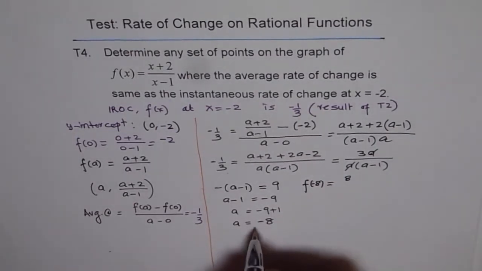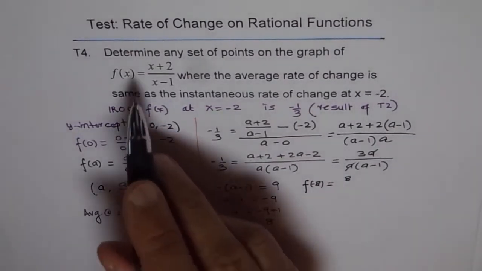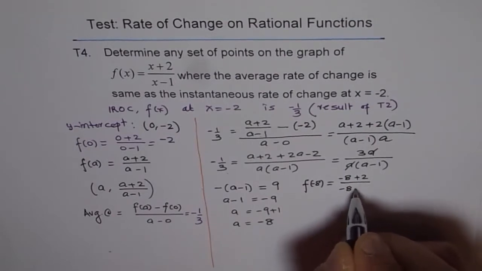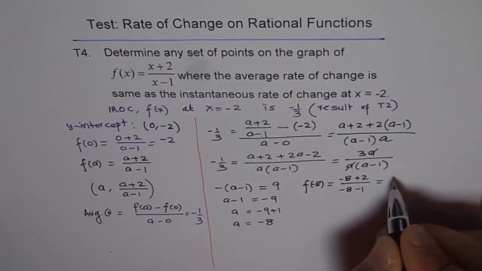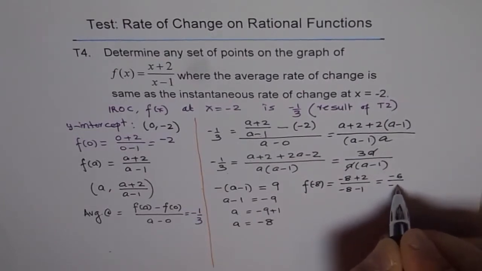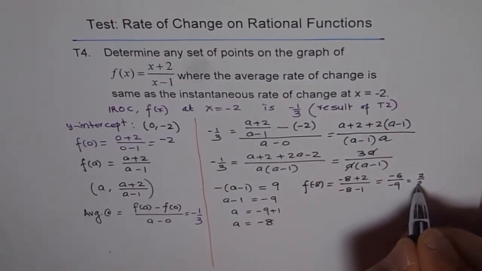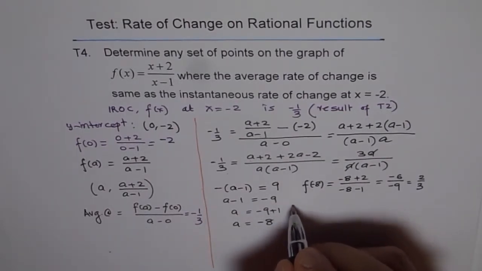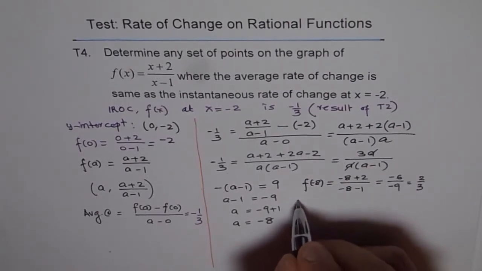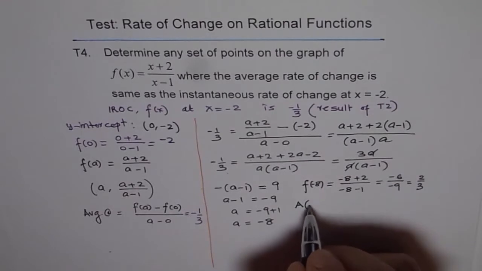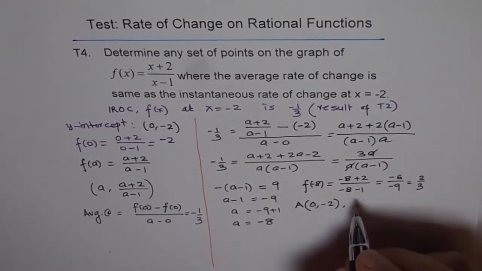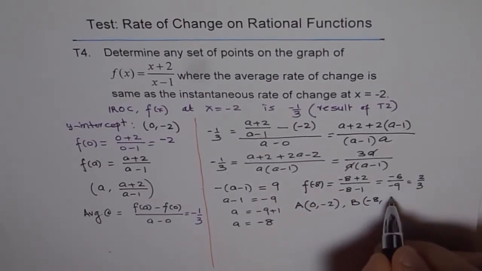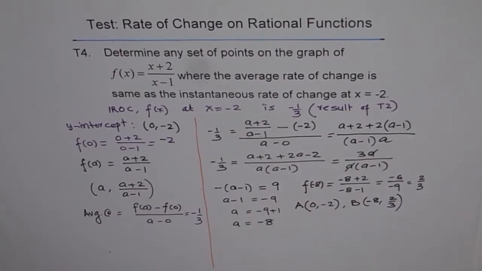So we say f of minus 8, right? f of minus 8 is, we'll plug in minus 8 here, minus 8 plus 2 divided by minus 8 minus 1. Now minus 8 plus 2 is minus 6, and that is minus 9, which gives us 2 over 3, right? So that is our second point, right? So the solution for us is that the points are, let's call them A and B. So point A is the y-intercept, which is (0, minus 2), and point B is this point where x value is minus 8 and y value is 2 over 3, right? So that is our answer, correct?